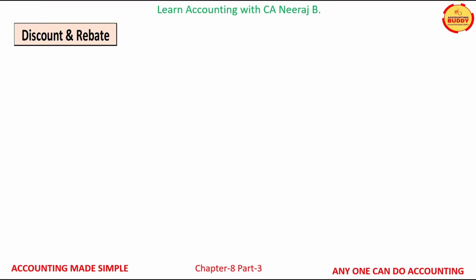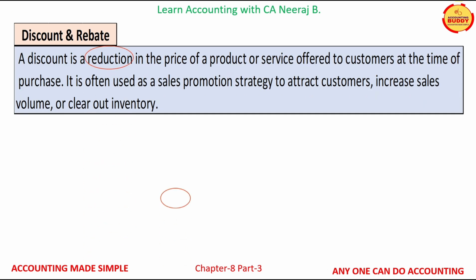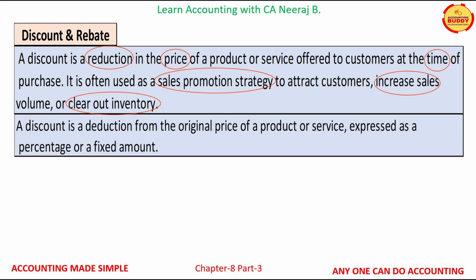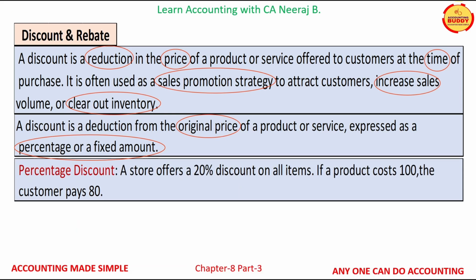Let us learn about the terms discount and rebate. A discount is a reduction in the price of a product or service offered to the customer at the time of purchase. It is often used as sales promotion strategy to attract customers, increase sales volume, or clear out inventory. A discount is a reduction from the original price of the product or service expressed as a percentage or a fixed amount. Percentage of discount, for instance, means when a store offers a 20% discount on all items.